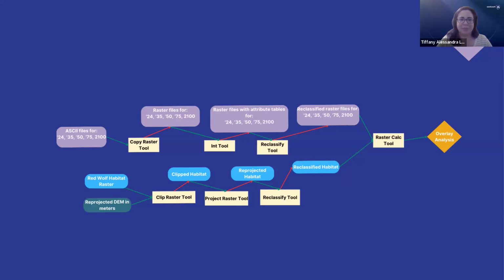And then both the ASCII files for each of the years and the red wolf habitat underwent some reclassification before I even did the overlay analysis. And here you can also see green arrows for inputs, red arrows for outputs. The inputs became the outputs and vice versa, back and forth. The tools again are in the same color.